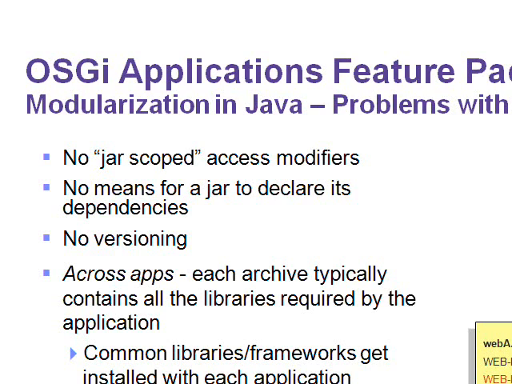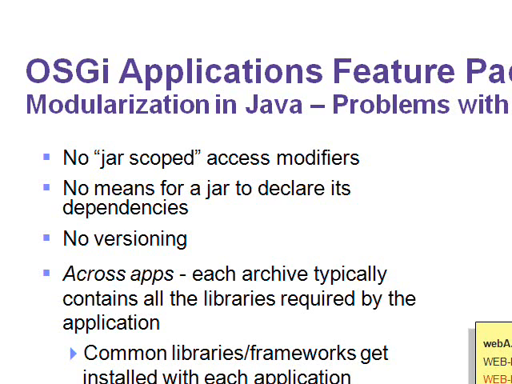Now, do we have jar scoped access modifiers? We have access modifiers at the level of class and below, but at the jar level, do you have access modifiers? No, we don't. Do we have versioning at the level of jars? No, we don't. What is it that we face because of this? Now, when I have, say, a logging jar or a Xerces jar in my class path, and I want application A to use Xerces 1.1 and application B to use Xerces 1.2.